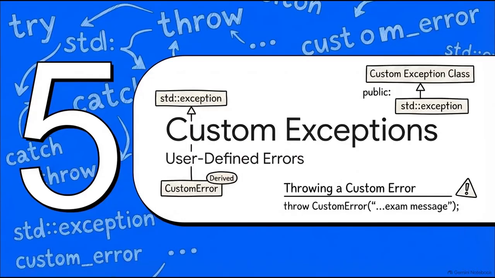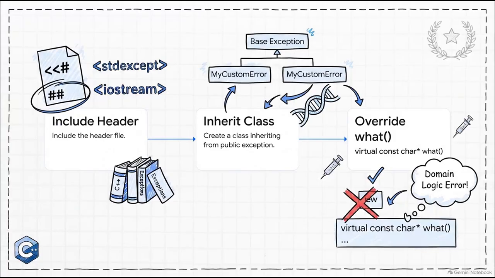Next up, Section 5, Custom Exceptions and Classes. Let's talk about user-defined errors. Sometimes standard errors just aren't specific enough for your assignment. The good news? You can easily create your own. You simply include the exception header, create a new class that inherits from public exception, and override that virtual what function we literally just talked about so it returns your own custom error message. This is how you inject your specific domain logic directly into the error handling.